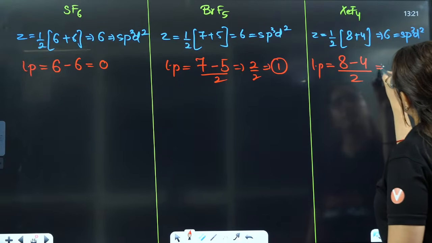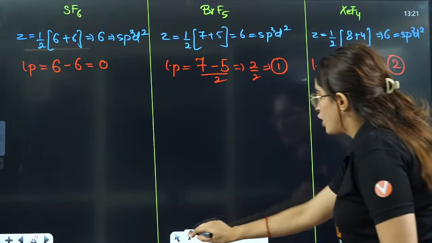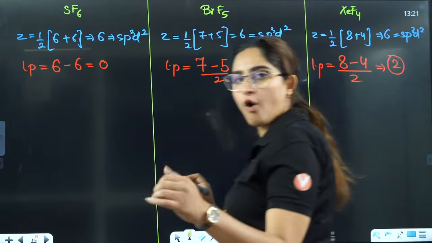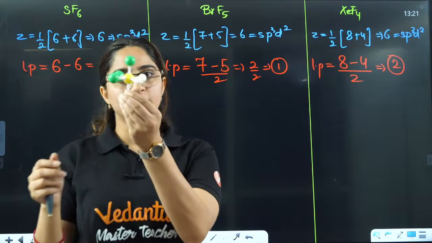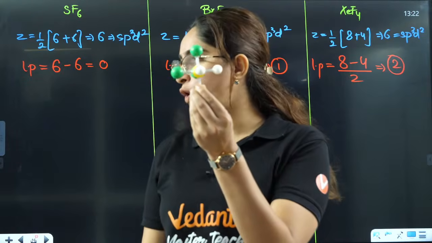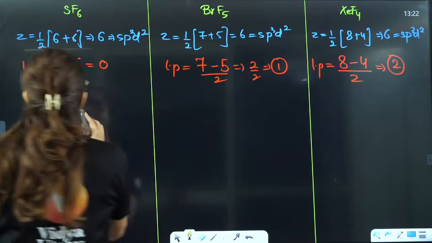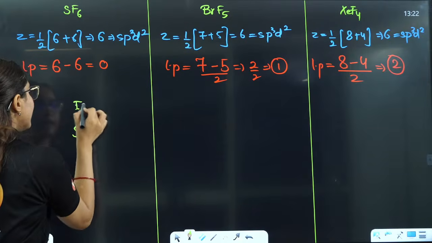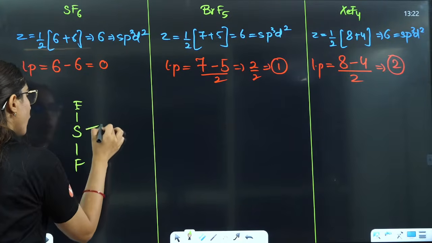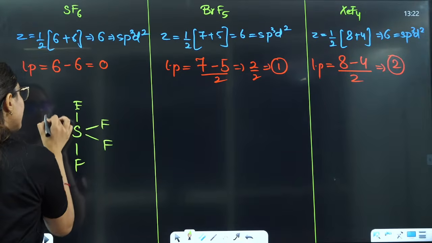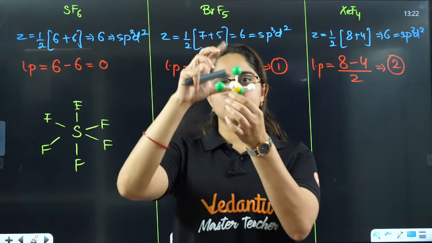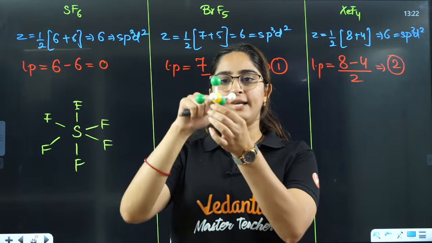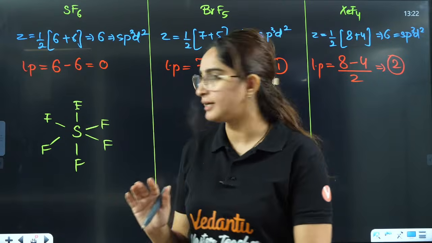So 4 by 2, that is 2. So now you have octahedral geometry that looks like this. This is the octahedral geometry. In octahedral geometry, all of them are at 90-degree angles with each other. This is 90, 90, 90, 90. Here also all of them are 90 degrees.